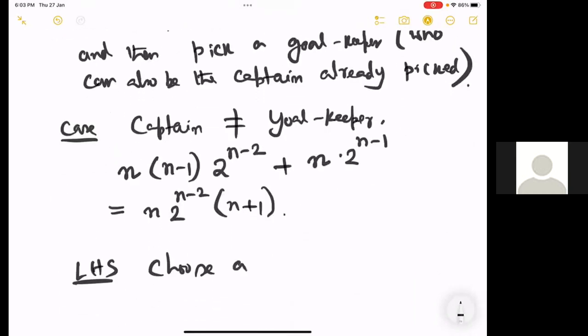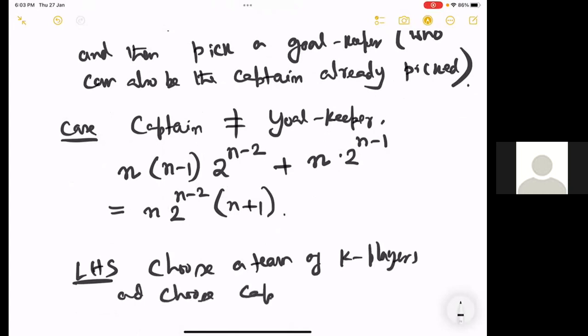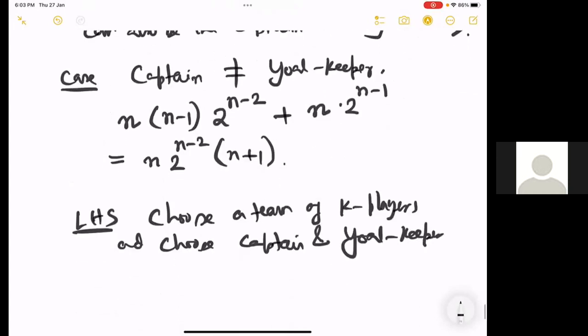So choose a team of k players and choose a captain and goalkeeper with repetition. Right? That's the proof.